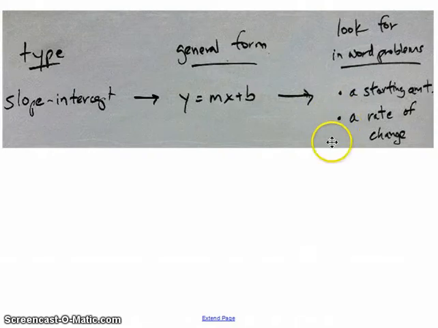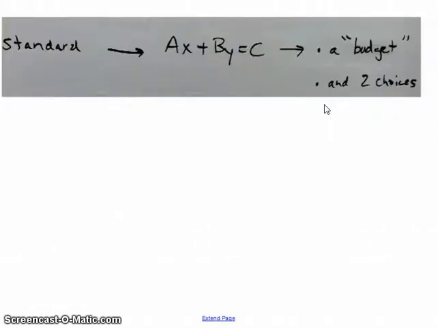A perfect example: you have a baby puppy and you're there the day that it was born and you know how much it weighed. Let's say it weighed 1.5 pounds. And you know that it gains half a pound a week. Well, in that story, you have a rate of change, half a pound a week, and a starting amount, 1.5 pounds.